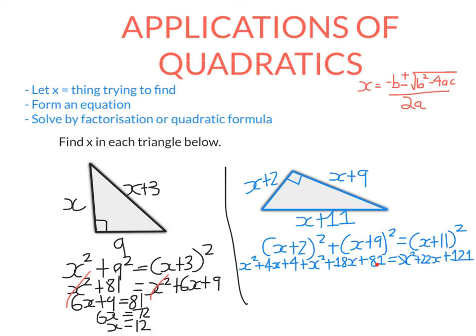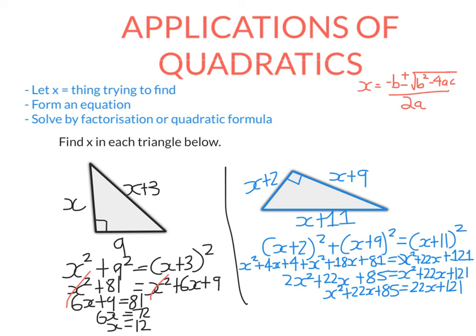So let's make this left-hand side easier to deal with by collecting like terms. So x squared plus x squared, 4x plus 18x, and then 4 plus 81. And then that is still equal to x squared plus 22x plus 121. So to solve this, I need to get one side equal to 0. So I'm going to subtract x squared from both sides. So this is what happened. x squared disappears from this side. 2x squared minus x squared gives me that.